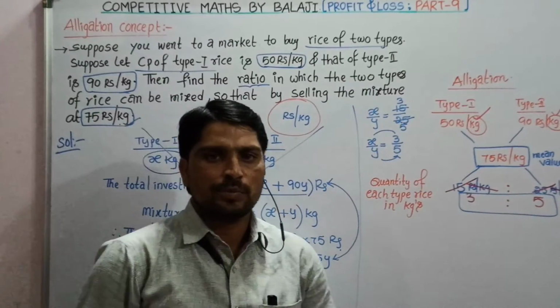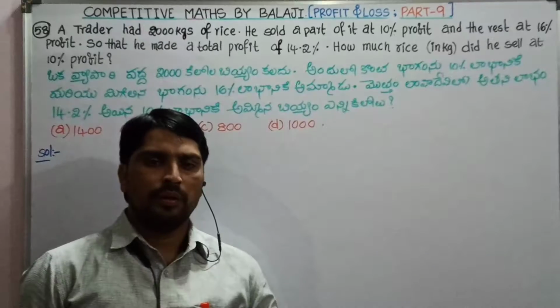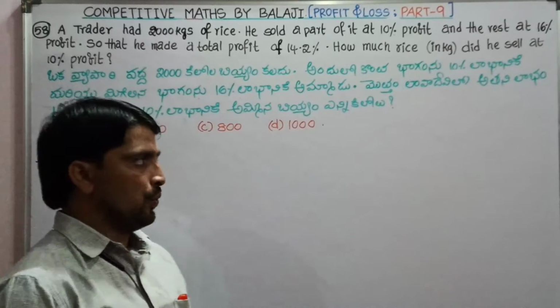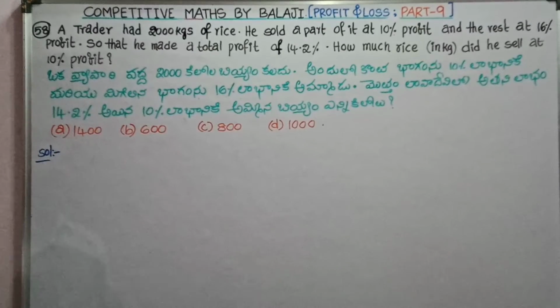Let us see questions based on this allegation method. In part 8 of profit and loss, we ended with 57 questions. So in this part, we start with the 58th question.